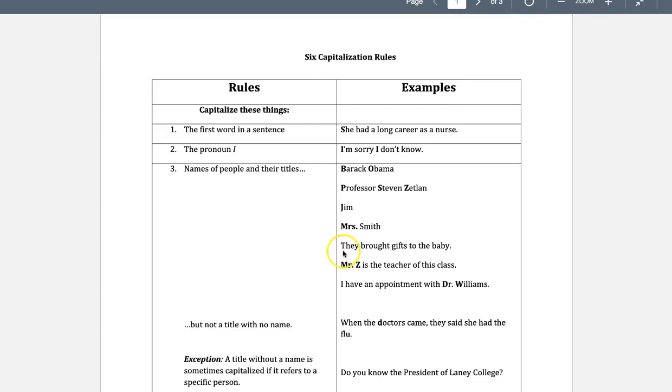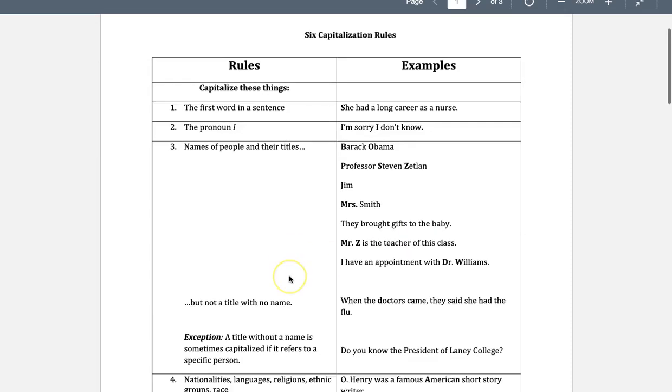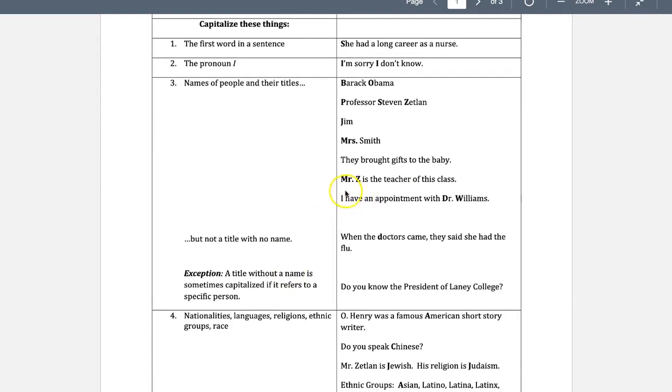T is capitalized here because it's the beginning of the sentence. But notice that a word like baby is not capitalized. It is not a name, and it is not a proper noun. Here is Mr. Z. The first letter of my last name is capitalized, and the first letter of Mr.